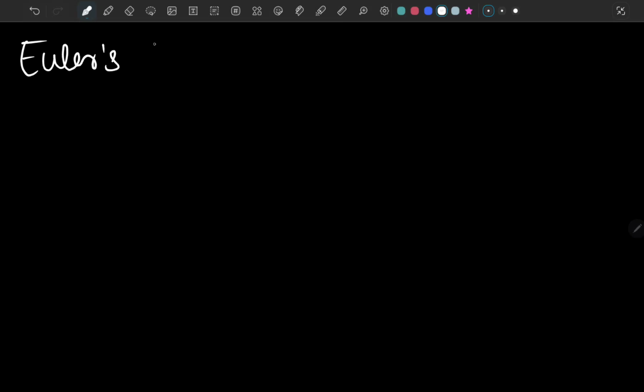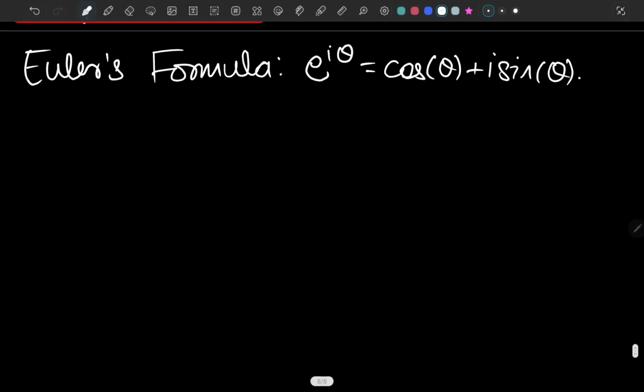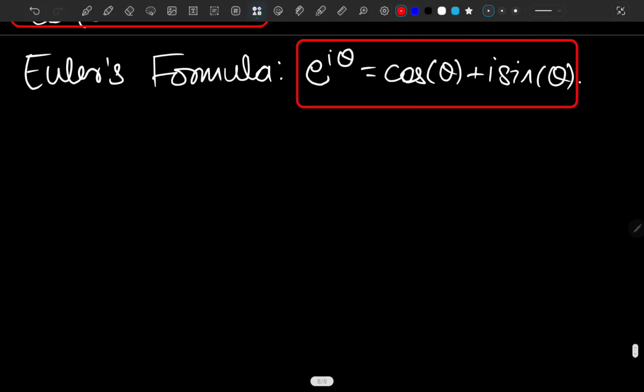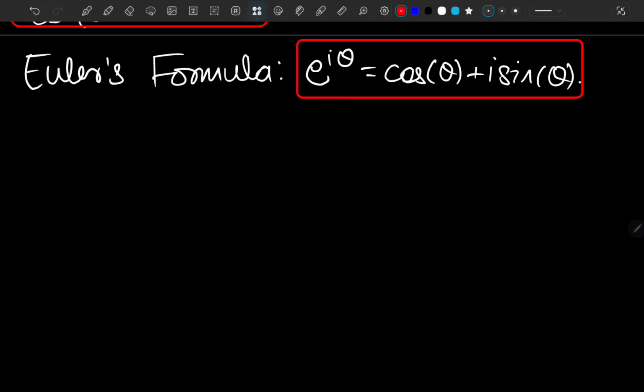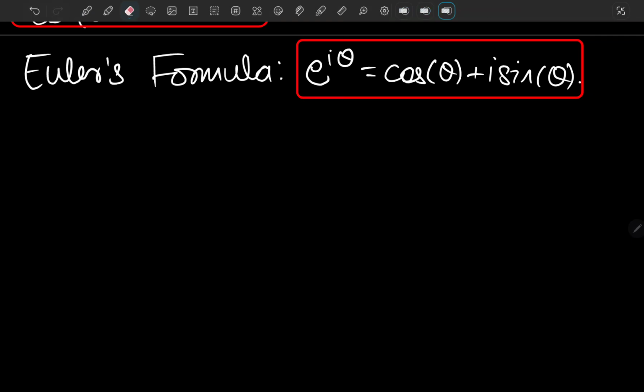That means Euler's formula that says e to the i theta equals cosine of theta plus i sine of theta. Oh my goodness, that is literally an incredible equation. And from this equation we know that e to the i pi plus 1 equals 0. That's how you can understand the importance of this equation. I have uploaded two or three proofs on this, so you can check that out if you want.